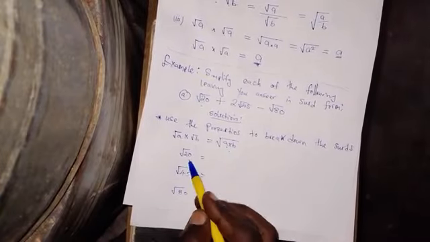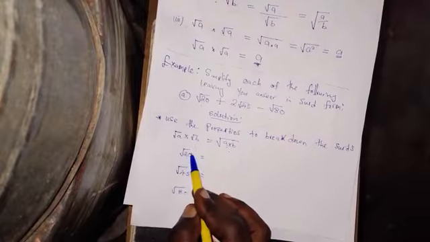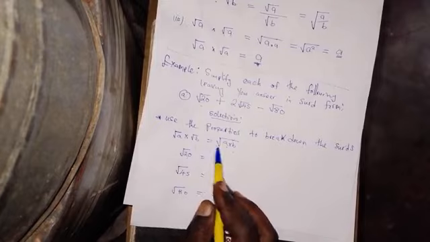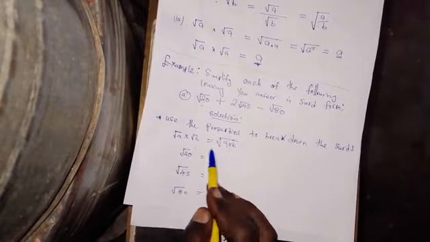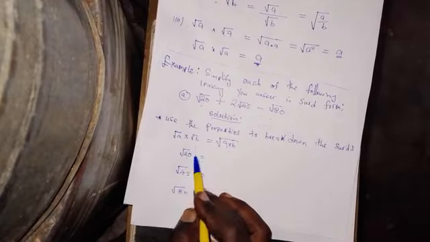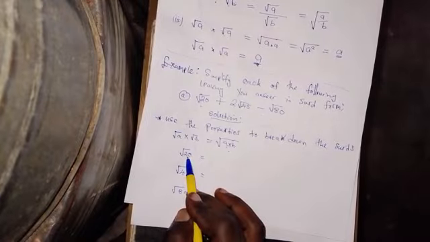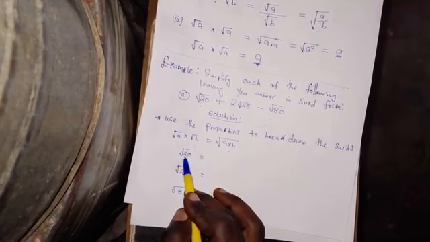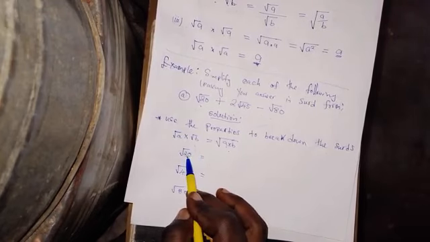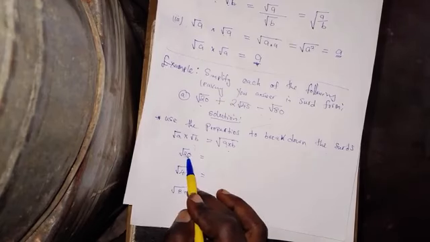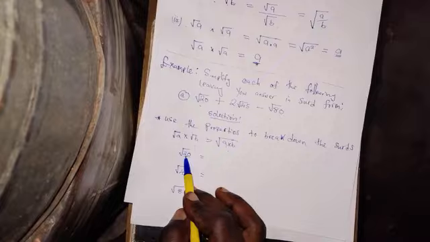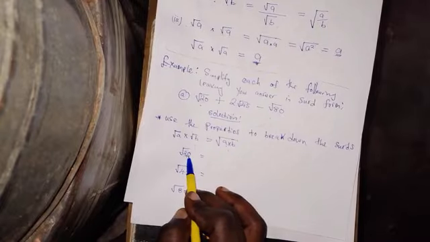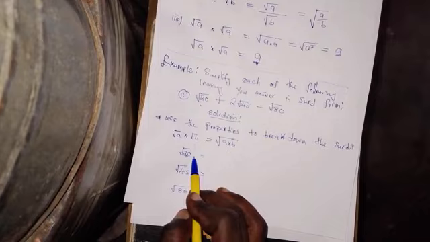For example, if I look at 20, using this property, how can I break this 20 so that I can have a perfect square in it? There are a number of ways we can break down this 20. Remember, you can have 10 times 2, which gives you 20, but 10 and 2 are both not perfect squares.